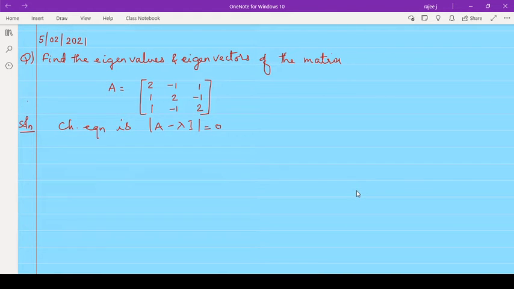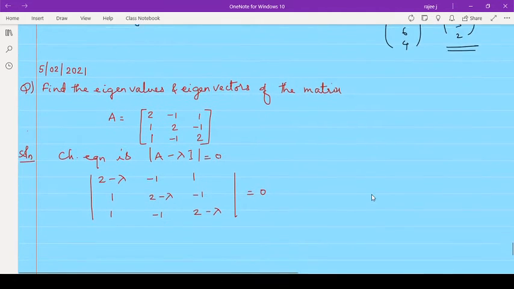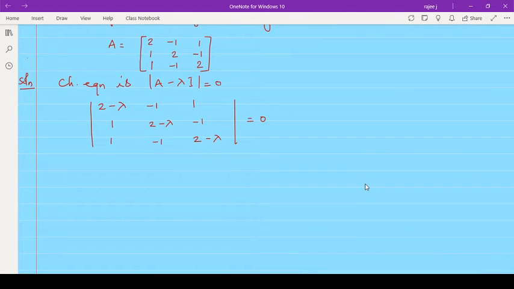So that is equal to A minus lambda I, which means [2 minus lambda, -1, 1; 1, 2 minus lambda, -1; 1, -1, 2 minus lambda] equal to 0. This is the characteristic equation we will get from this determinant.